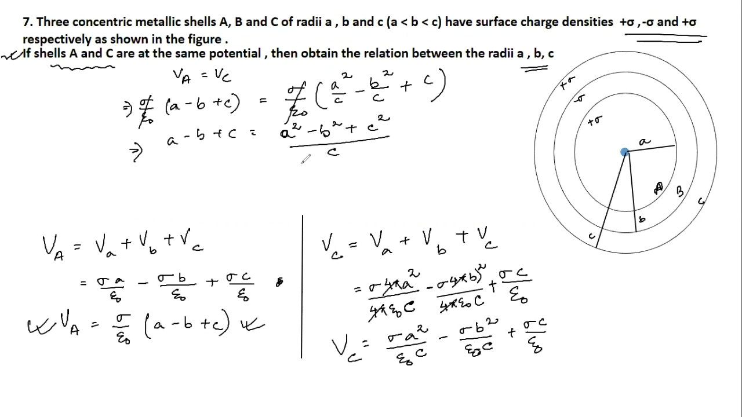You take the LCM there. When you do further calculation, you get AC minus BC plus C square, and here A square minus B square plus C square. C square gets cancelled. Let me just rub this part.